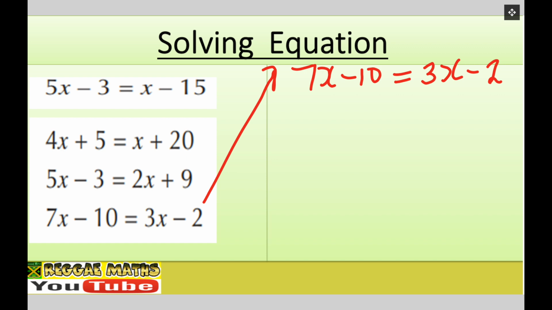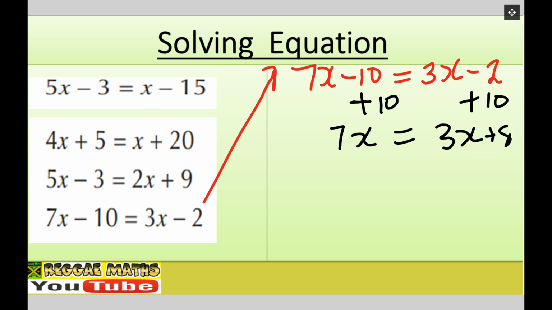So I need my numbers on one side, my letters on one side. So add 10 to both sides. So I end up with 7x equals to 8. And I've missed the 3x out, which I need to just add in. So you got 3x plus 8.